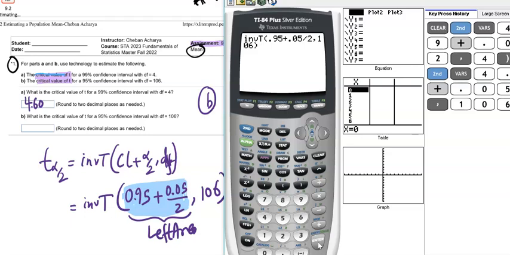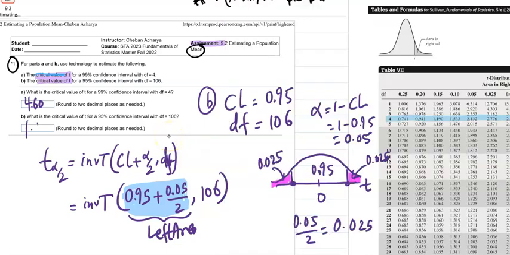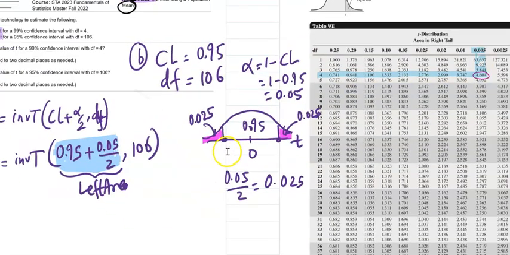That you get the critical value t for a 95% confidence level, which gives you 1.98 to 2 decimals. So the answer is 1.98. Okay, this is using the calculator. Now, using the table, how do you find it?